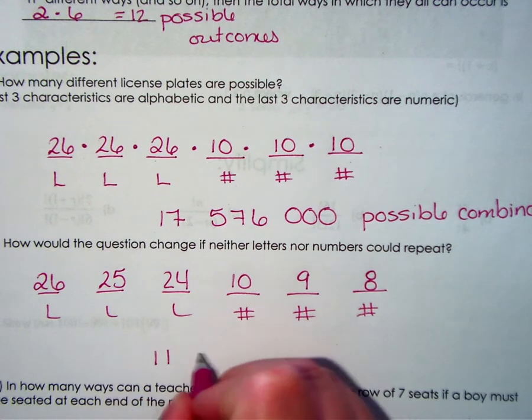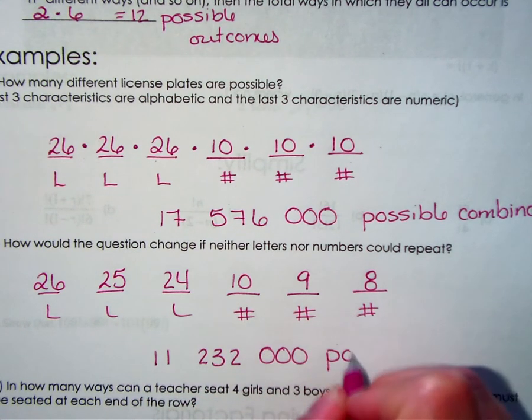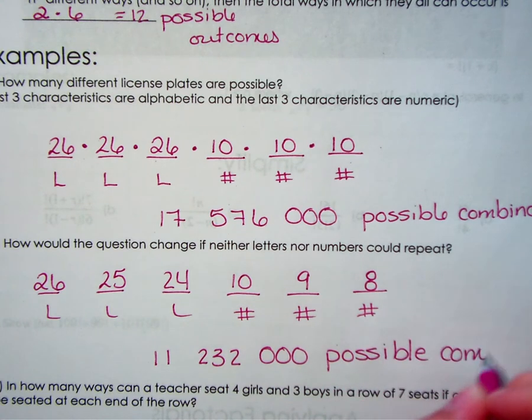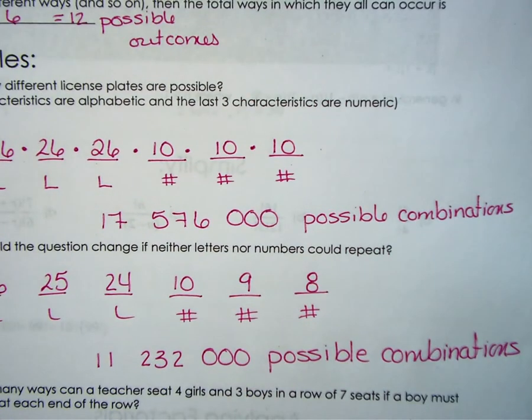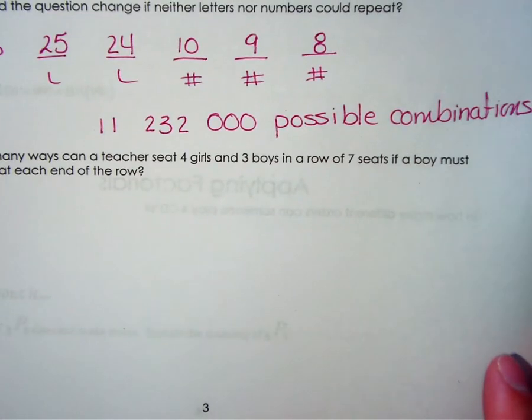So 11,232,000. Okay, so we good with that? Everybody good? I see that we've dissolved, guys. This is a 5-pager of a lesson.